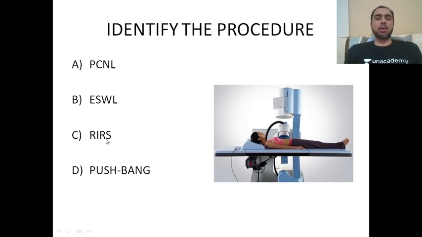RIRS is retrograde intrarenal surgery. It is a way of doing endoscopy into the ureter and the pelvis to remove the stones, something new. Push bang is nothing but when I do ureteroscopy and if there is a stone in the ureter, I push it up into the pelvis and then I remove it by either PCNL or ESWL. That is what push bang is.